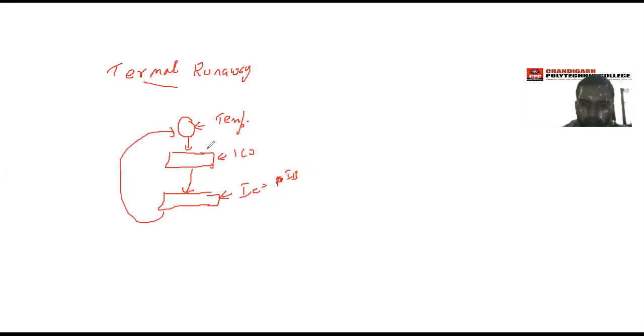Due to that, at a particular temperature, after a particular value of IC, the transistor gets self-burned, or we can say self-destroyed. That condition is known as thermal runaway. In thermal runaway, the transistor can destroy itself due to the increase in temperature.